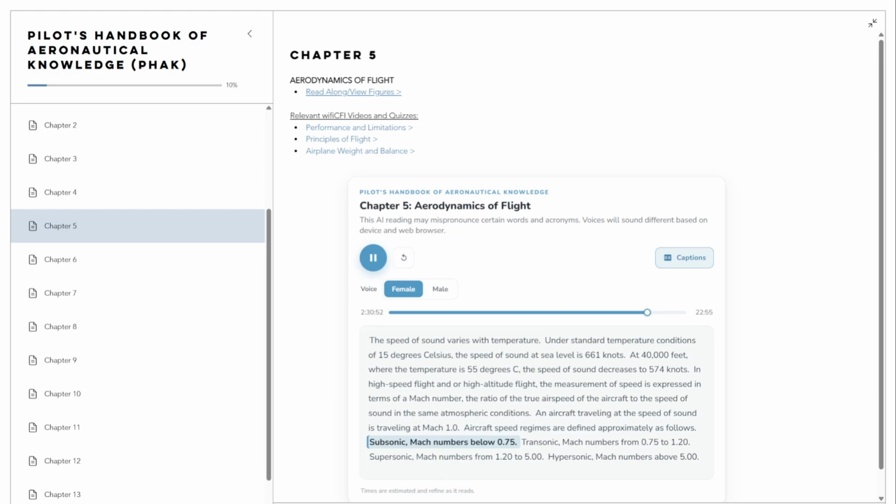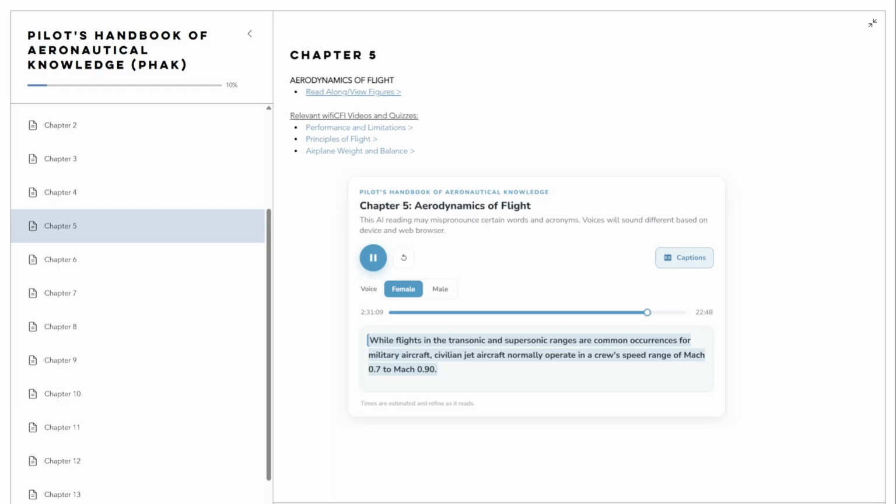Subsonic, Mach numbers below 0.75. Transonic, Mach numbers from 0.75 to 1.20. Supersonic, Mach numbers from 1.20 to 5.00. Hypersonic, Mach numbers above 5.00. While flights in the transonic and supersonic ranges are common occurrences for military aircraft, civilian jet aircraft normally operate in a cruise speed range of Mach 0.7 to Mach 0.90.